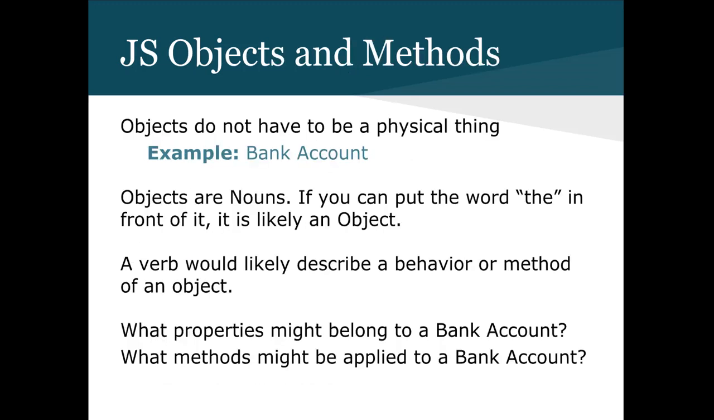Objects don't have to be physical things. A bank account is something that is less and less a physical thing, but still very seriously real. I like to think of objects as nouns. If you can put the word "the" in front of whatever it is, it is likely an object. Properties and attributes are ways of describing that object.